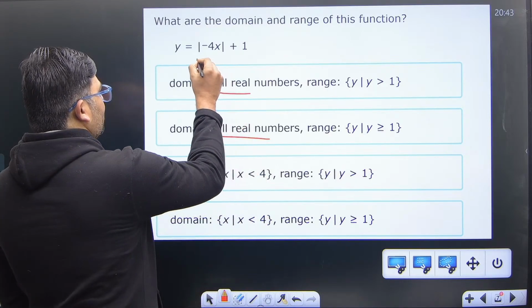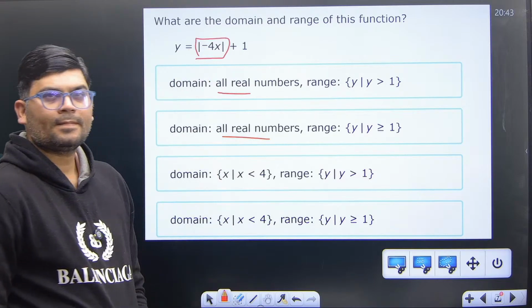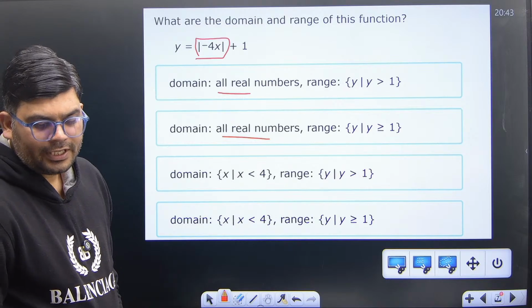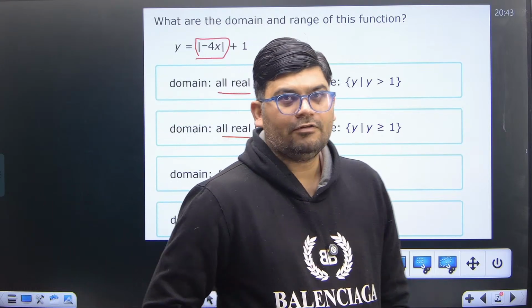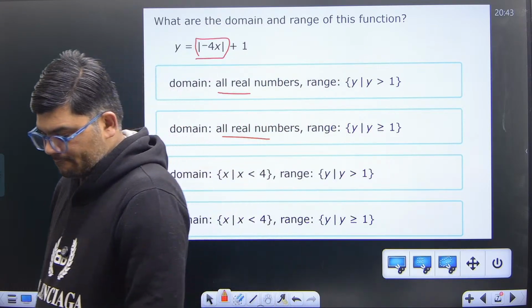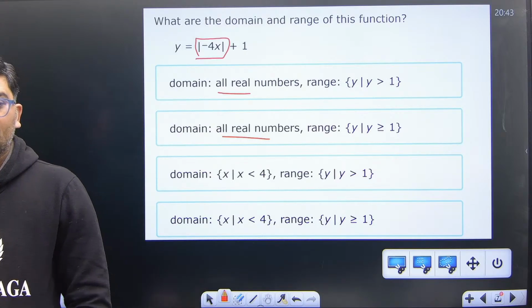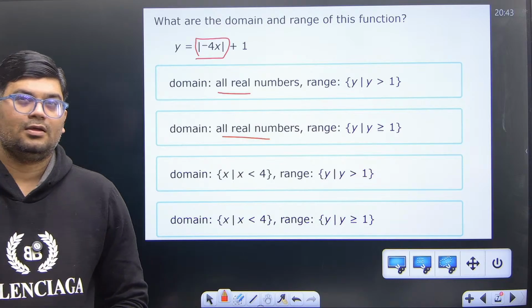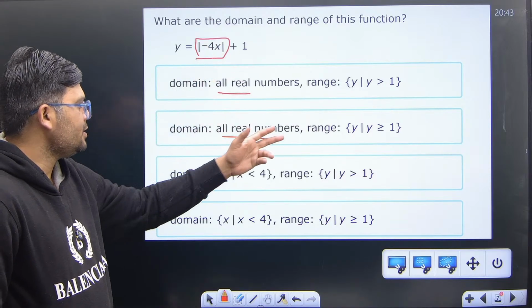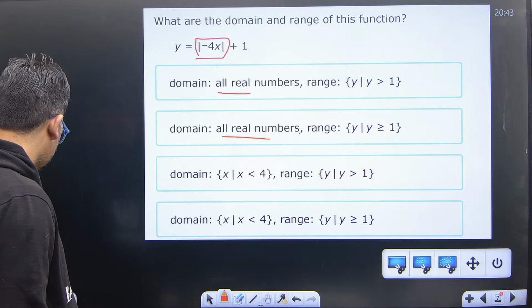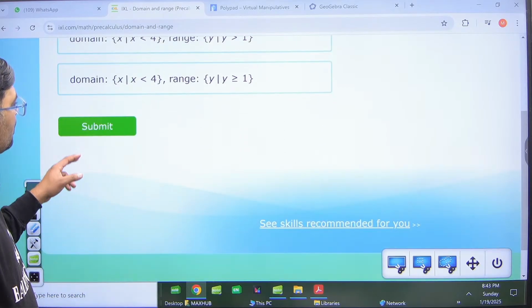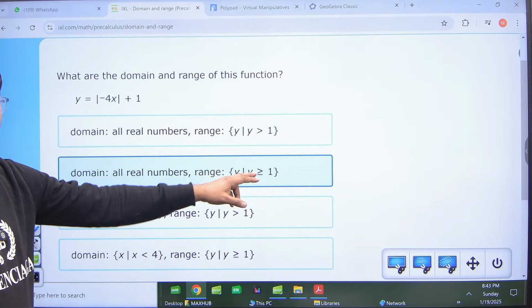I think it's the first one. I don't think it can be equal to 1. Why can't it be equal to 1? If you take x is equal to 0, what is the value of y? If I just take x as 0, it is 1. So it is equal to 1 as well. Okay, then it could be the second one. Understood? y is greater than or equal to 1.